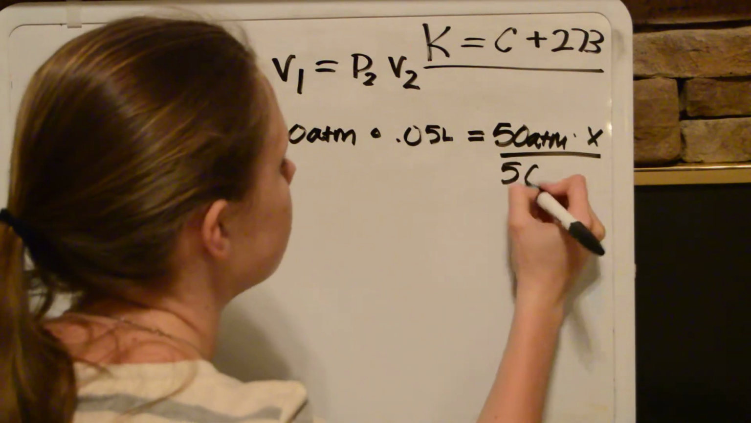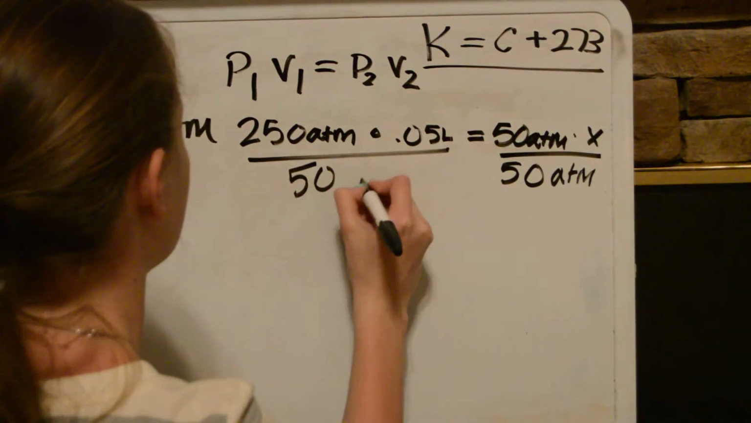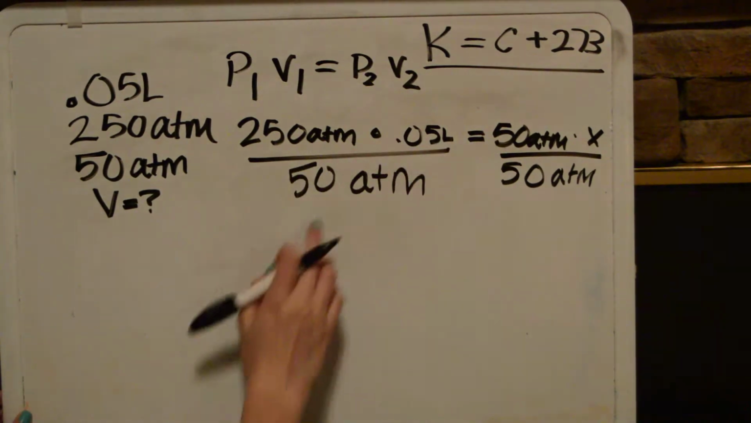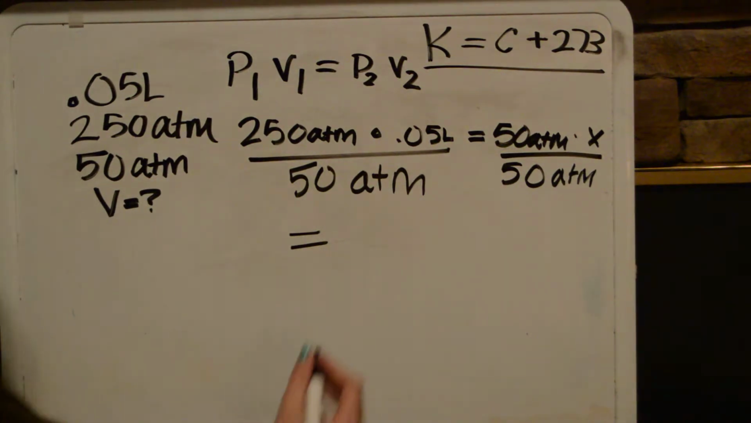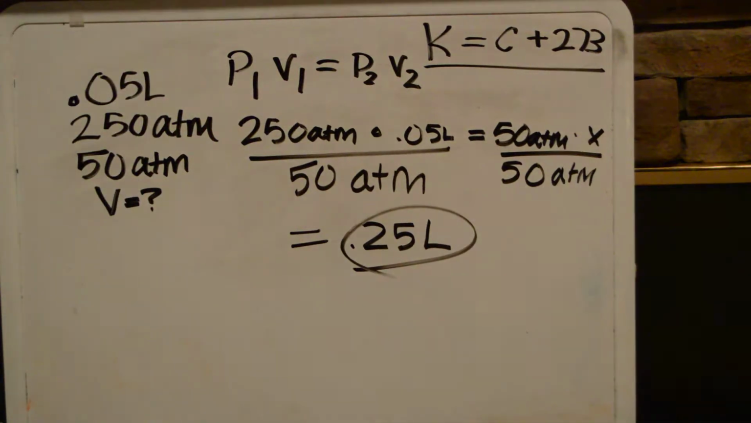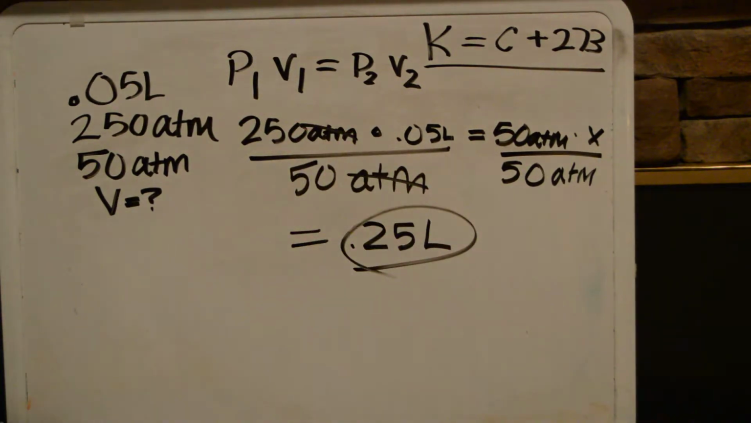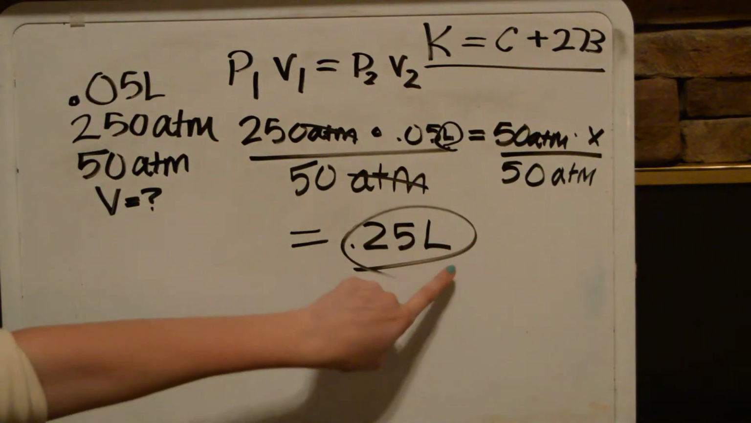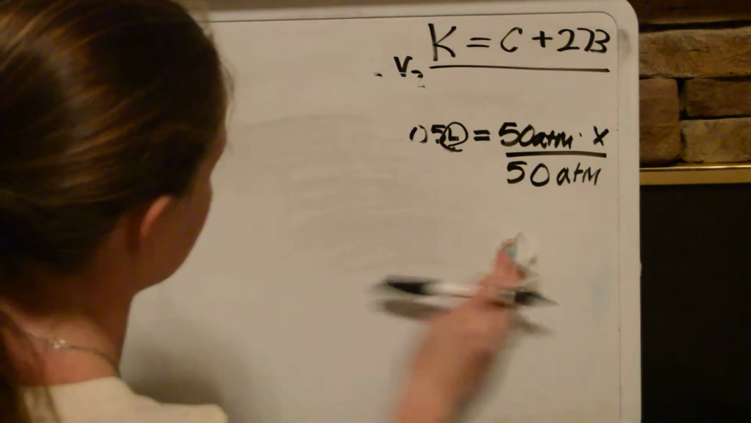Divide both sides by 50 atm. So 250 times 0.05 divided by 50 is, dun dun dun, 0.25 liters. There you go. Way to go, guys. And remember, to check your problem, you cross out your units, and you see that I'm left with liters here, which is the unit for volume. So I know I set up my problem correctly. That's just a little way to check yourself.